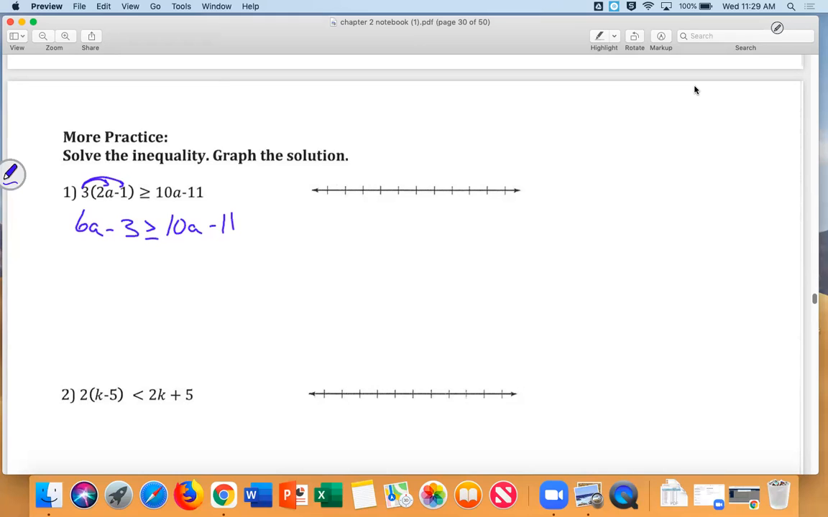All right. Now, Louis, what I want to do is get all the a's to one side. So you see how 6 is smaller than the 10? So I'm going to move that over there by subtracting that 6 out. So I have minus 3 is greater than or equal to 4a minus 11. You okay with that?